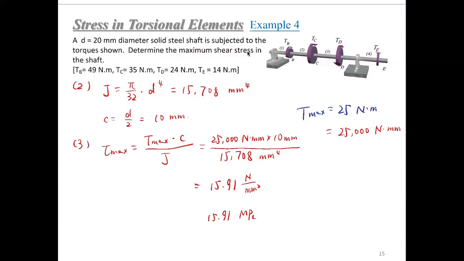Okay, so this is our example 4. It's actually another problem for straightforward calculation. We just exercised the 3 steps: free body diagram, determining sectional properties, and then determining the maximum stress. Normally we use just these 3 steps to figure out the shear stress.